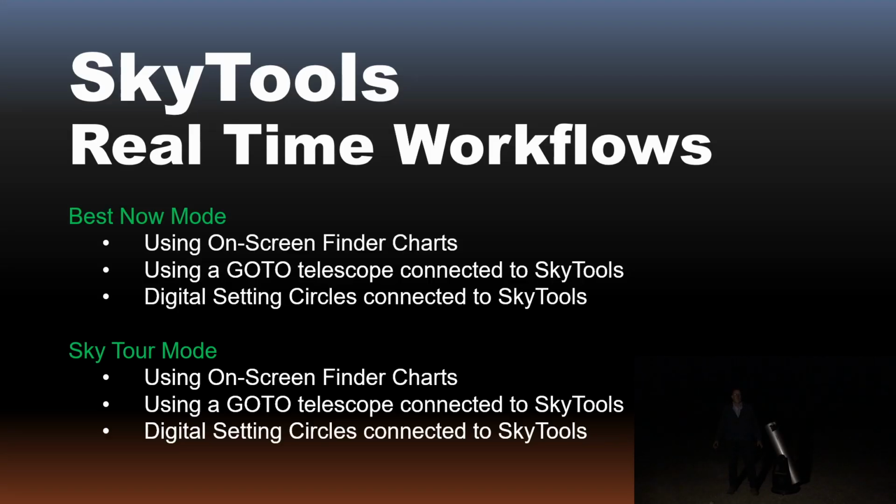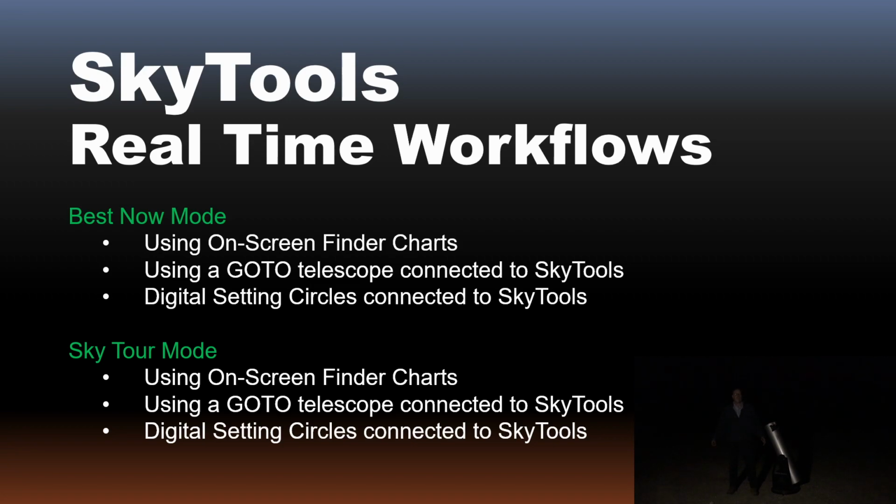There are two real-time modes, Best Now and SkyTour, and there are separate sets of workflows for each. The three main ways to use SkyTools in the field are to use on-screen finder charts to find your targets, a GOTO Telescope, or a DSC connected directly to SkyTools. I've created multiple videos depending on which of these methods you use yourself.